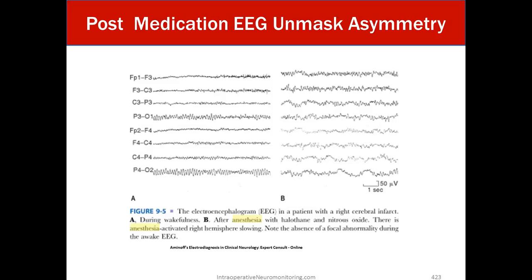Post-medication EEG unmasks asymmetry. Here's a picture of the EEG in a patient with a right cerebral infarct during wakefulness, and then after anesthesia with halothane and nitrous oxide. There is anesthetic-activated right hemisphere slowing. Note the absence of any focal abnormality during the awake EEG. This larger, slower amplitude is normal. Remember we said we have to know which rhythms are prominent in our awake person. But when we look at left versus right, we can see some loss of amplitude and some slowing that was not present during the awake EEG, but is now present after anesthesia has been given.